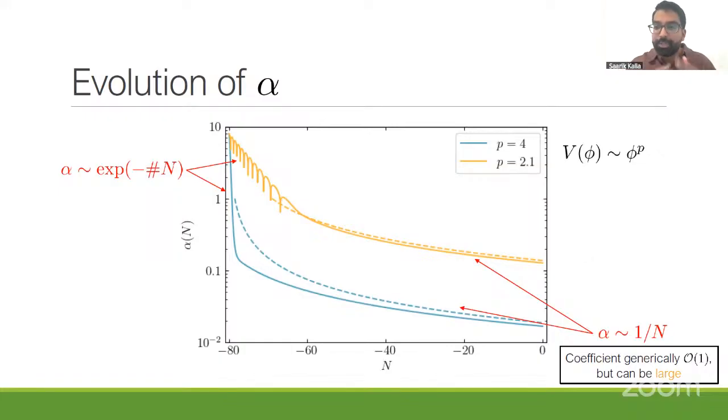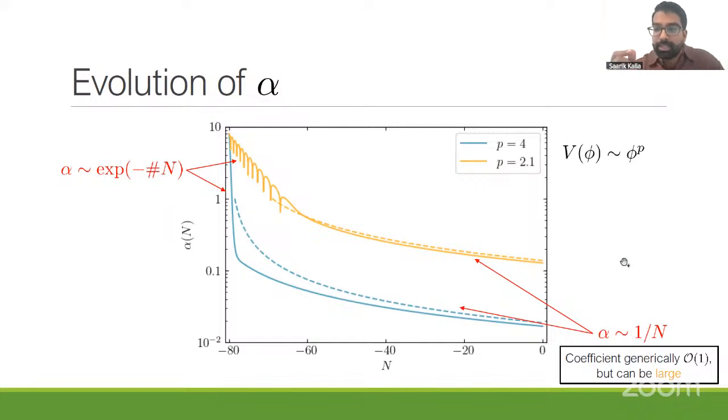So the upshot of all of this is that indeed, as advertised, alpha is going to spend most of inflation being slightly less than 1. In fact, you generically expect it to be 1 over the number of e-folds that have passed. The coefficient here, as I said, will depend on the potential. For generic potentials like this blue one, which is a quartic potential, you expect an order 1 coefficient here. But in principle, there are potentials that can have larger coefficients like this one. So for this one, it's actually quite large even by the end of inflation.